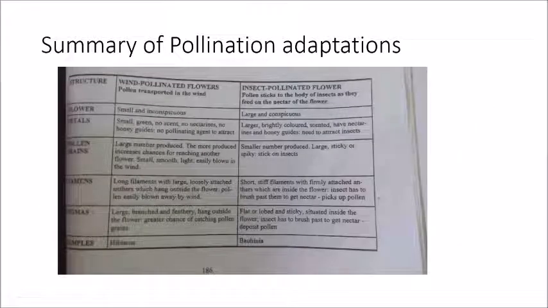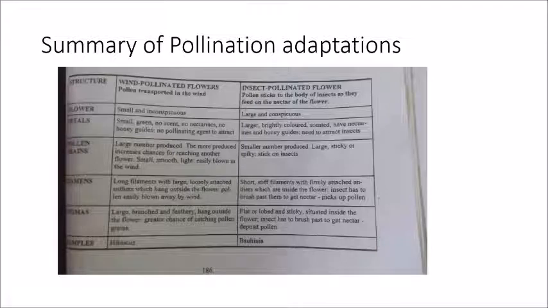All right, so here's a summary of the different pollination adaptations that you find inside the flowers of plants. With wind pollinated flowers, remember we said that the flower is going to be very small and inconspicuous. Inconspicuous basically means that it's not noticeable. So the petals are going to be very small. They're not going to have any vibrant color. They're probably just going to be green. They're not going to have any smell. That's what inconspicuous means: this flower is not going to be noticeable.